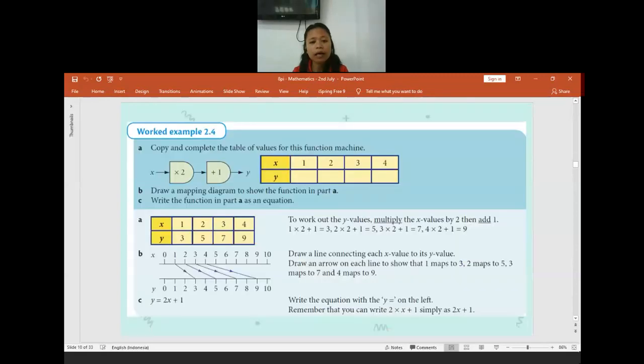Feel free to ask. Oh yes, there is still another example. Do you want me to discuss the example first? I forgot I have the example in here. No? Okay.